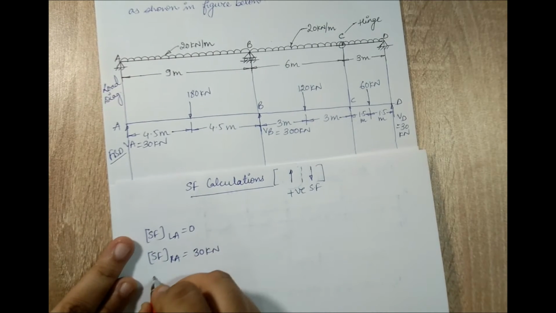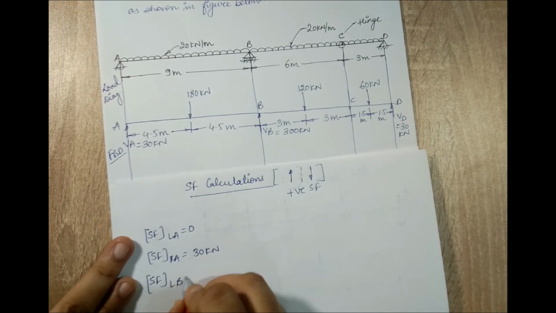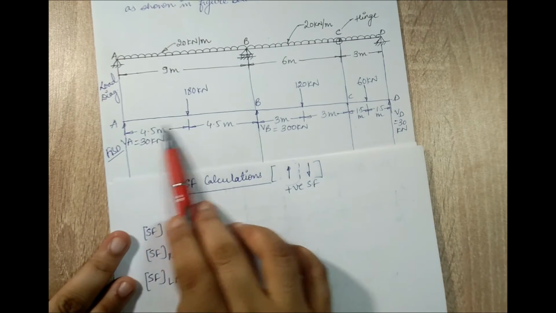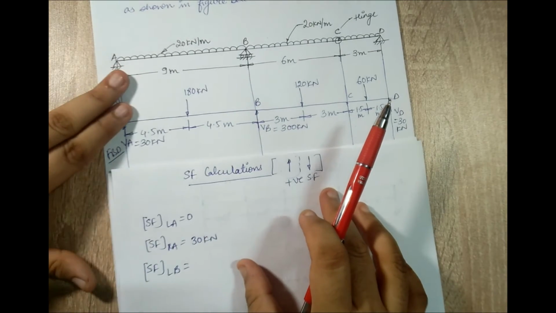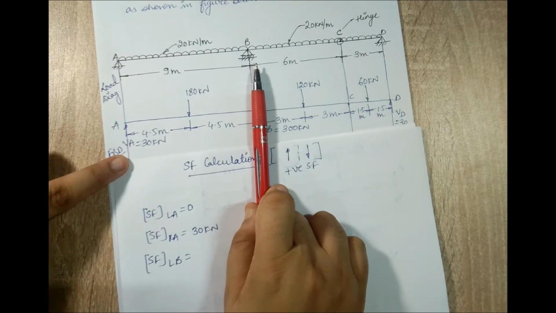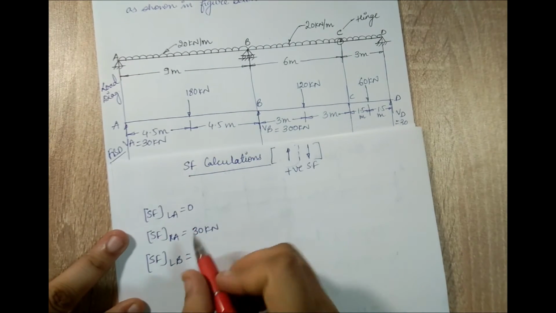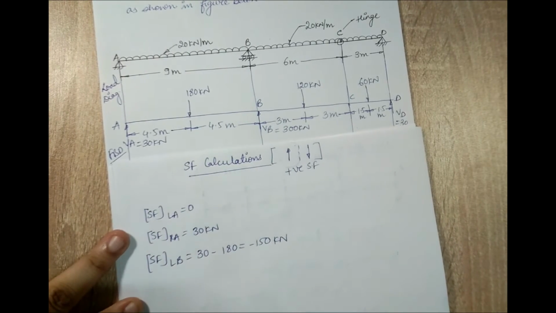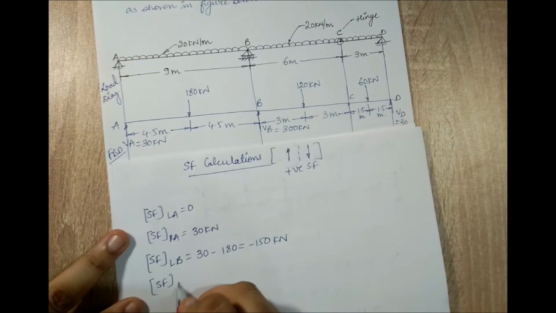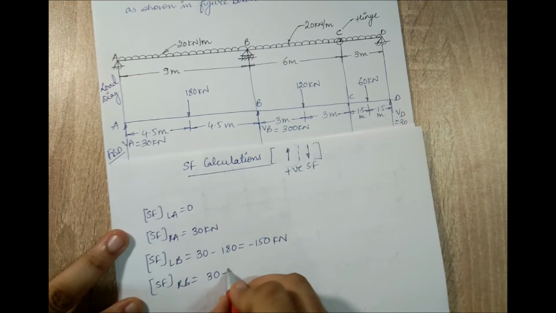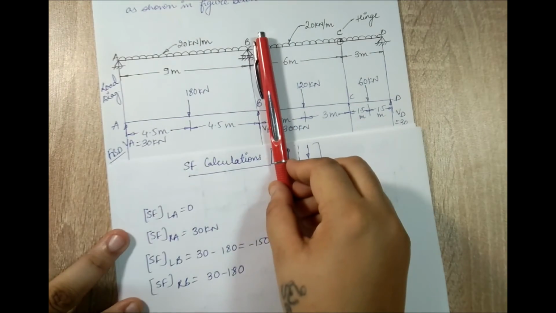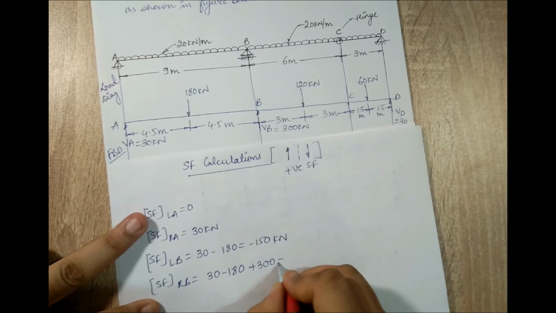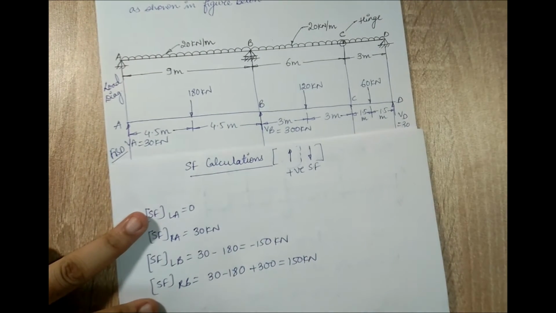Next, I'll calculate shear force to the left of B. I'm not going to calculate at 180. I hope you recollect the rule of UDL. We have to directly go to the point B. So when I go to the point B and I stand here, I can see 30 going upwards, 180 going downwards. So I have 30 minus 180, which is minus 150 kilonewton. Next, I'll calculate shear force to the right of B. Apart from this 30 and minus 180, when I go a little ahead of B, this VB value also becomes visible. So it is plus 300. So I get 150 kilonewton.